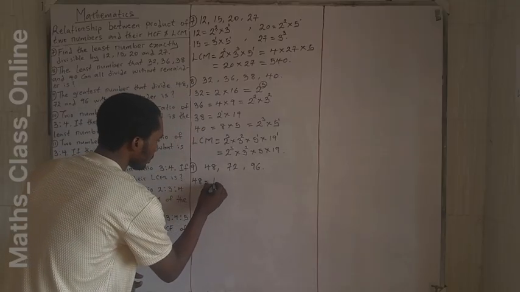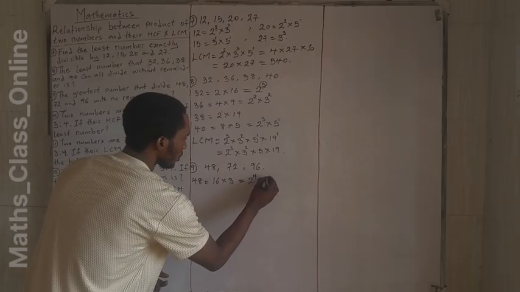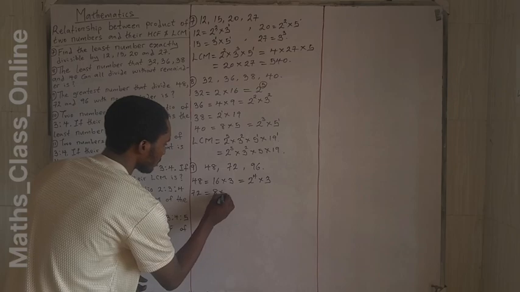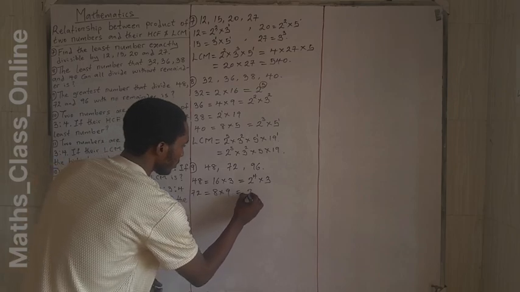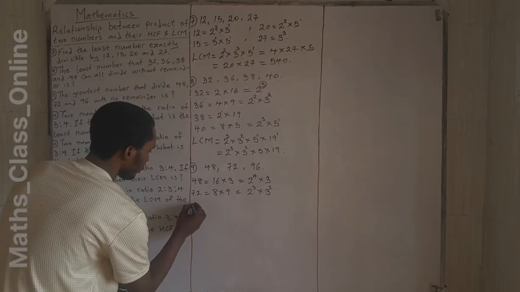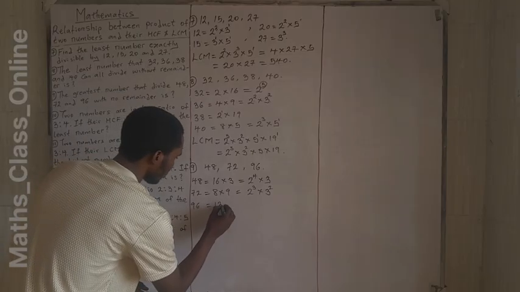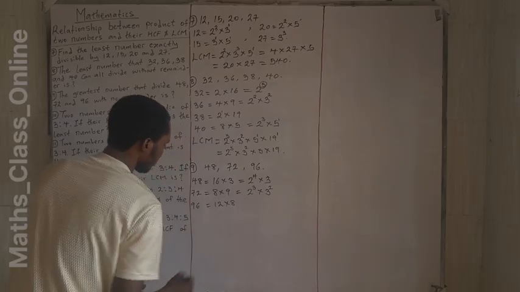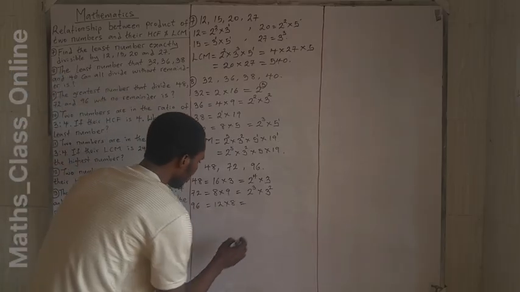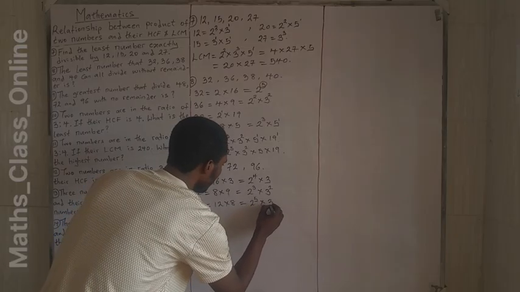48 is equal to 16 times 3. This is the same thing as 2 raised to the power of 4 times 3. 72 is 8 multiplied by 9, which is 2 raised to the power of 3 times 3 raised to the power of 2. 96 is 12 times 8, which is equal to 2 raised to the power of 5 times 3.